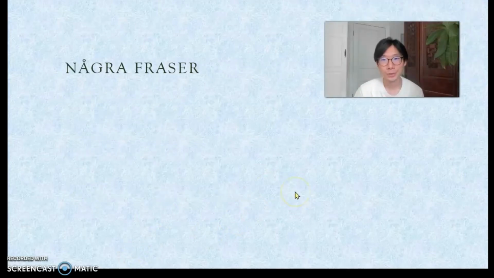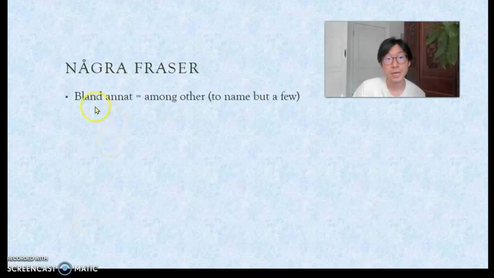Nu ska vi gå igenom några praktiska fraser med de orden som vi har pratat om. Now let's explore some useful phrases with those words. Första frasen, the first phrase, är bland annat. Bland annat betyder among other if you translate it word by word, but it's equivalent to name but a few when you want to bring some examples.